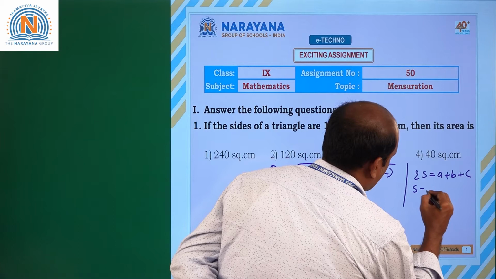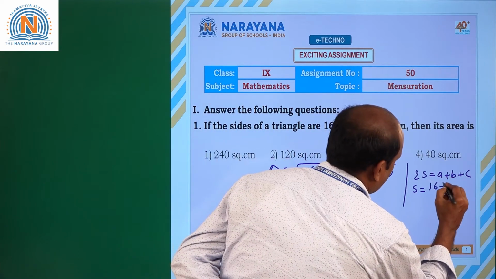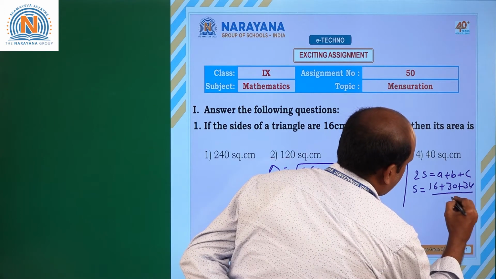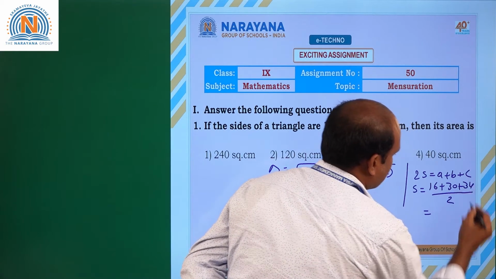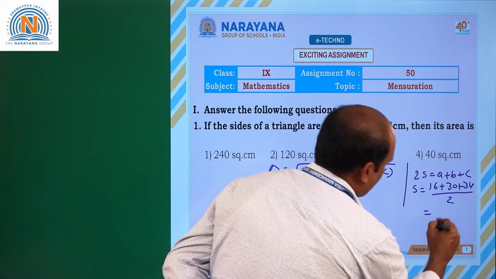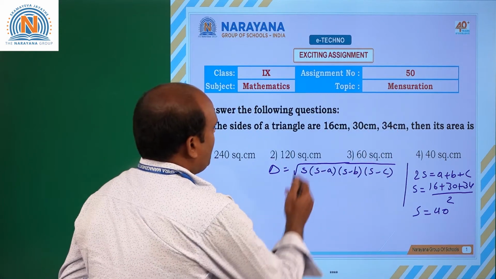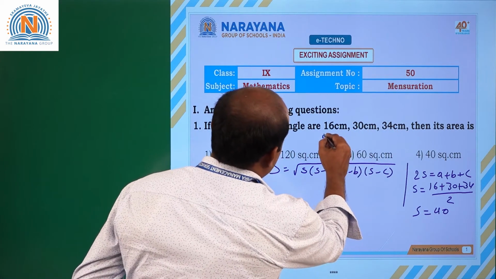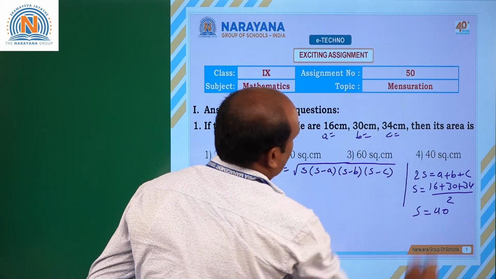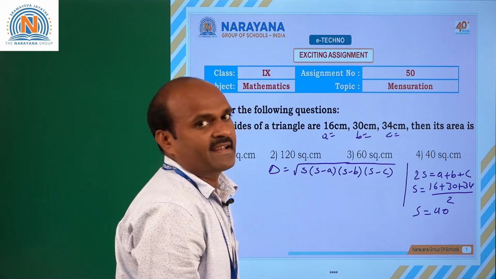So s is equal to a plus b plus c by 2, that is 16 plus 30 plus 34 by 2, that is equal to 16 plus 34, 50, 50 plus 30, 80, 80 by 2, 40. So s is equal to 40 and a is equal to 16 and b is equal to 30 and c is equal to 34. These three are sides of the triangle, right?